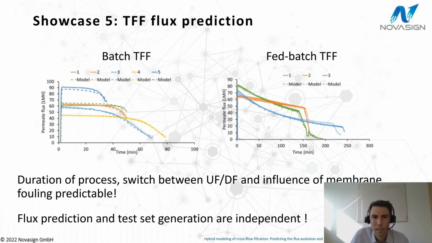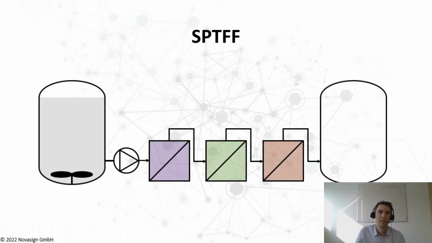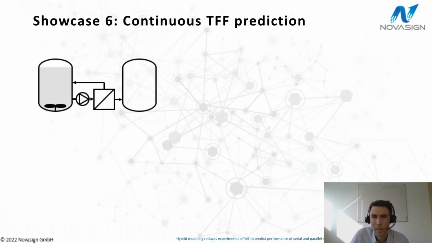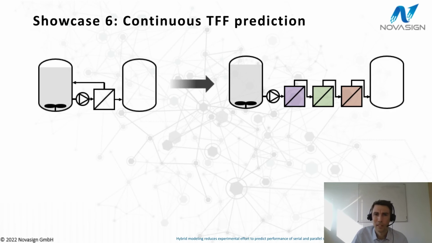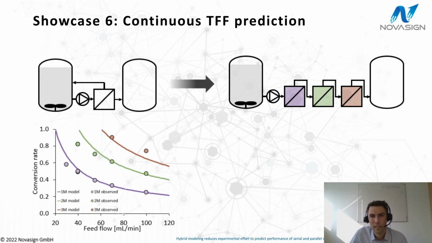In the next step, you can take the same type of model and the same training data to predict the conversion factor of an SPTFF. We just have to change the mechanistic part slightly in order to predict the conversion factor for different serial and parallel SPTFF systems. It's exactly the same training data.